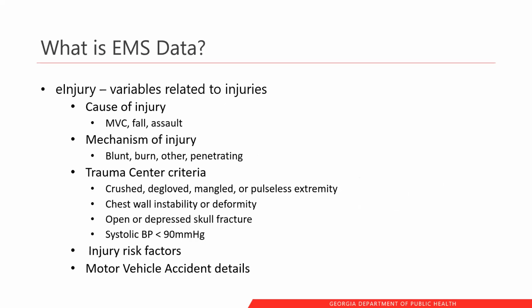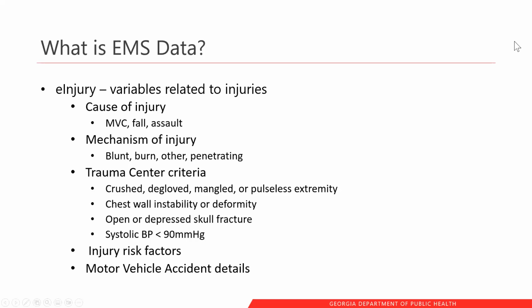Most importantly are the cause and mechanism of injury that's documented. So for cause of injury, you may see, was it a motor vehicle crash? Was it due to a fall, an assault? It also documents the mechanism of injury. Was it a blunt? Was it a burn? Was it a penetrating injury? It also documents the trauma center criteria. So why was this considered to be trauma? Was there a crushed, degloved, mangled, or pulseless extremity? An open or depressed skull fracture, a systolic BP of less than 90 millimeters of mercury.